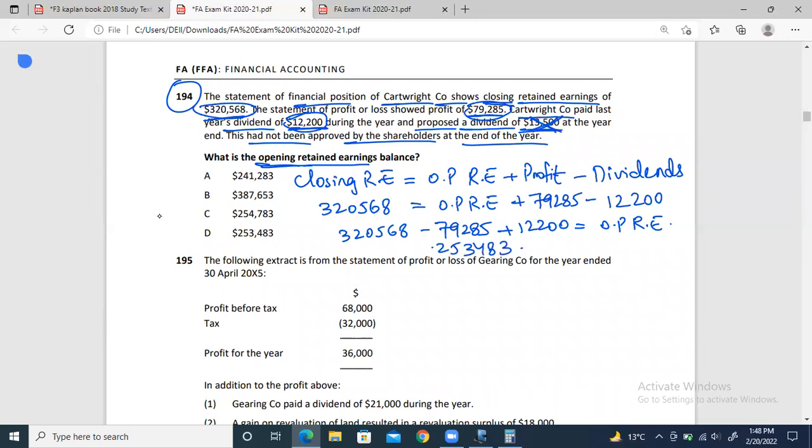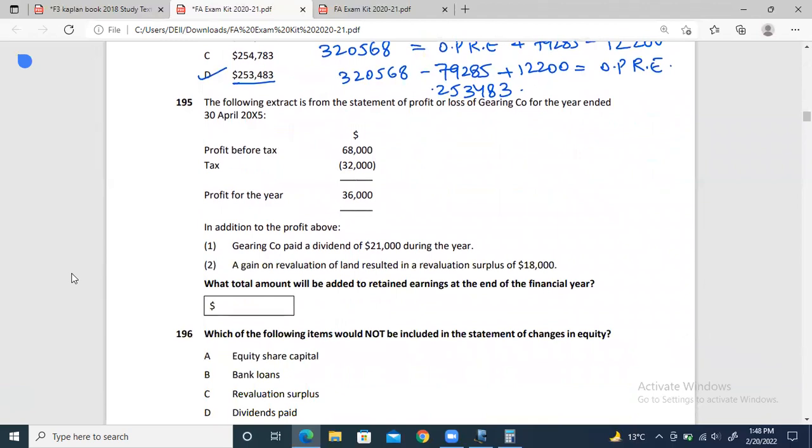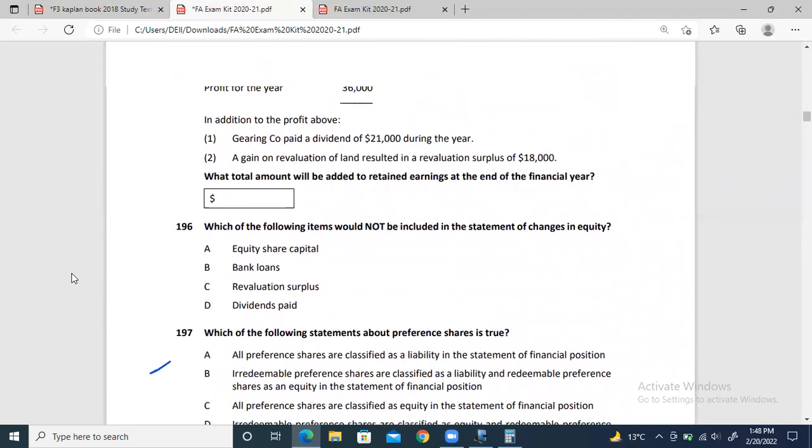253,483. So the correct answer over here is option D, 253,483. Okay, right? Now let's do 195, which is the second last question, because 196 will be the last one. Or let's do it till 197.